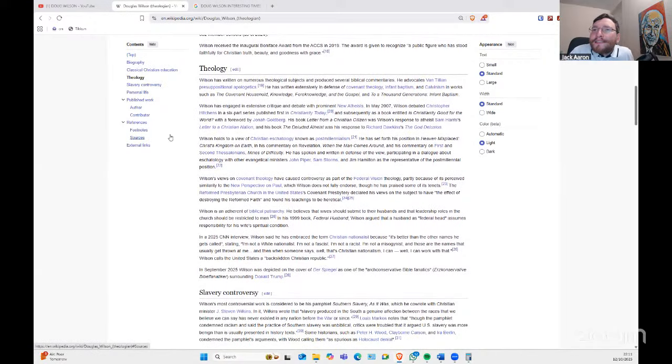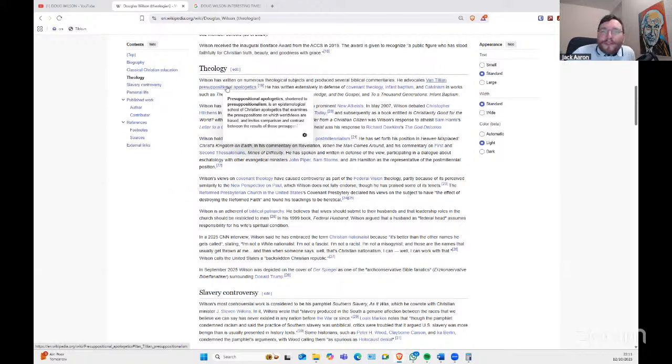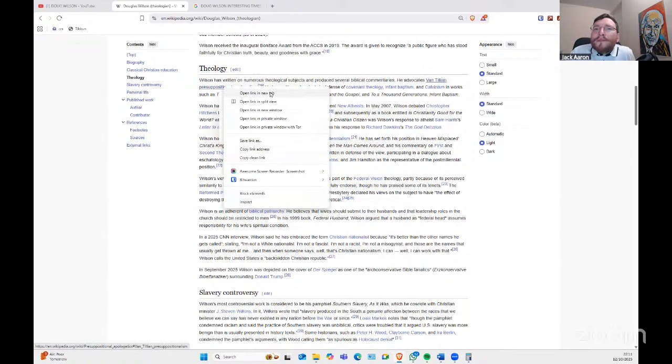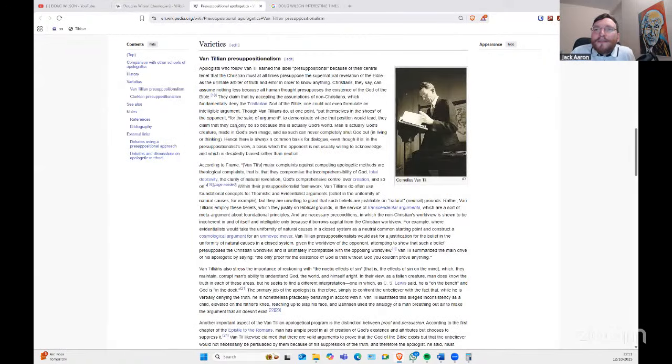Theology. He advocates Van Tillian presuppositional apologetics, sometimes shortened to presuppositionalism. It's an epistemological school of Christian apologetics that examines the presuppositions on which worldviews are based and invites comparison and contrast between the results. Okay, right, that's interesting. So it's going down to the basic assumptions that people are making in building up their view.